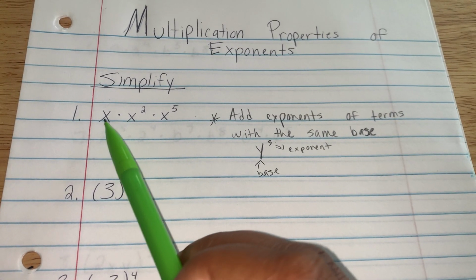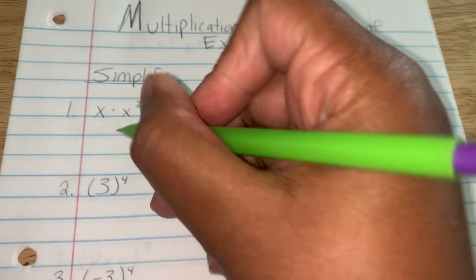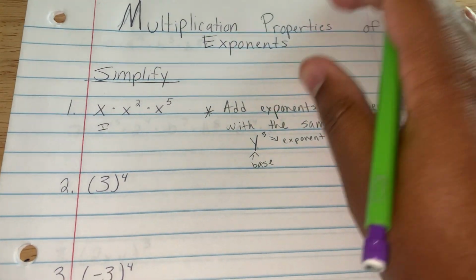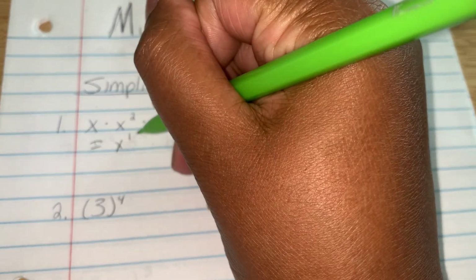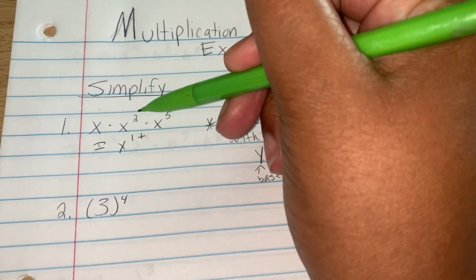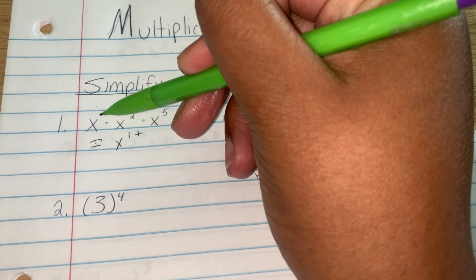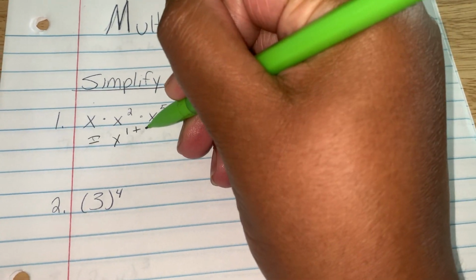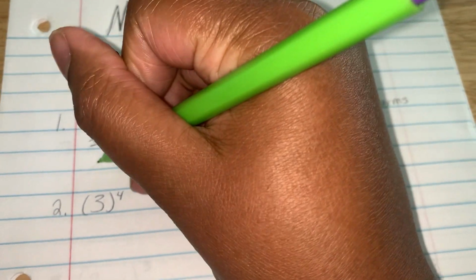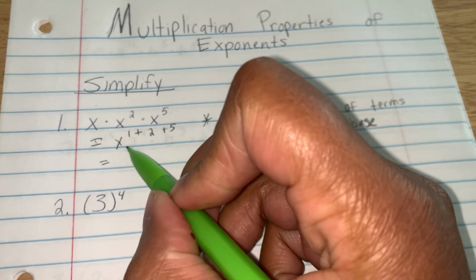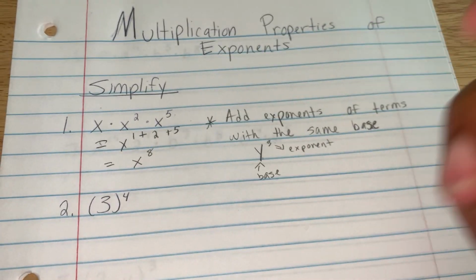In this case, all of these have the same base because they're all x. So you want to add the exponents here. So this is x to the 1, because there's no exponent here, that means it's to the 1, plus 2, plus 5. So the overall answer to this is x to the 8.